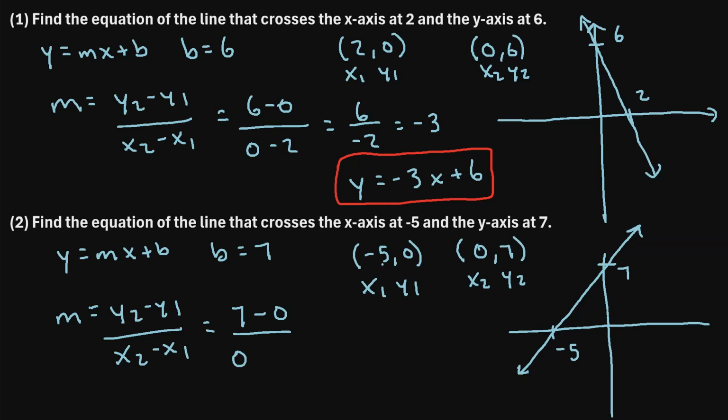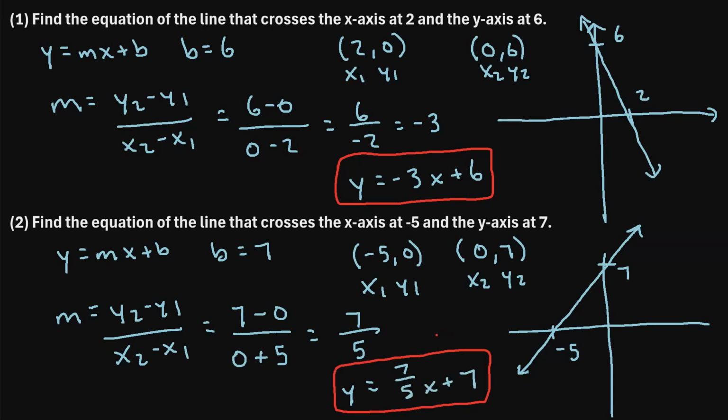When we subtract a negative 5, that's the same as adding 5. So we can just write 0 plus 5. So we get 7 minus 0 is 7, over 0 plus 5 is 5. So the slope of this line is 7/5, and the y-intercept is 7. So we have everything that we need to write this equation of the line. So we'll write y is equal to 7/5 x plus 7. This represents the equation of the line that crosses the x-axis at negative 5 and the y-axis at 7.